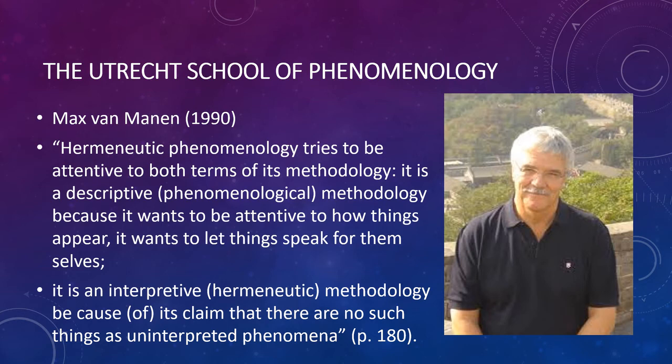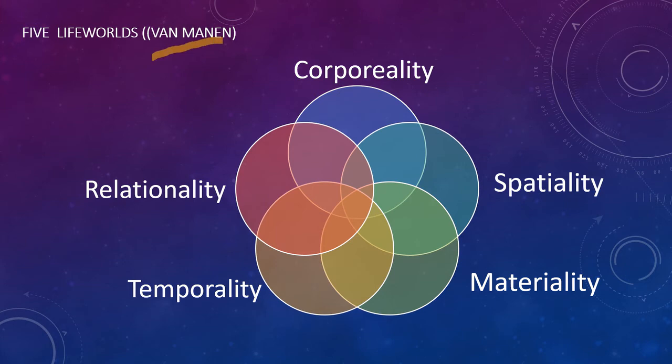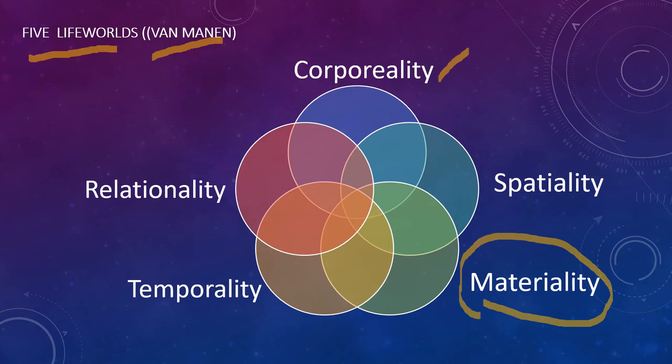So it is also interpretive, or hermeneutic methodology, because it claims that there is no such thing as an uninterpreted phenomenon. So van Manen subscribes to what we call the life worlds. Originally, there are only four life worlds, but he added another dimension, which is materiality. So corporeality is the lived body. What van Manen thinks about is, when there's an experience, these five dimensions can explain what the experience is all about. So it's about your body, your lived body.